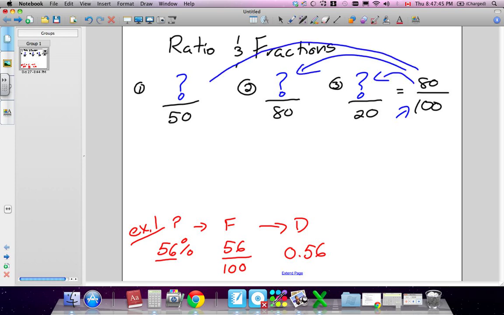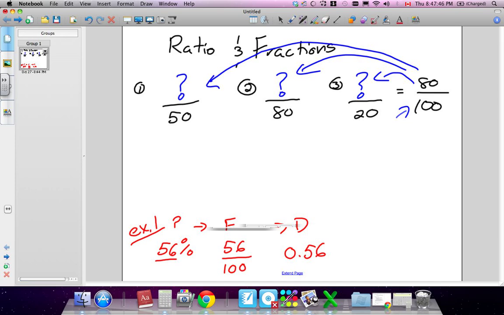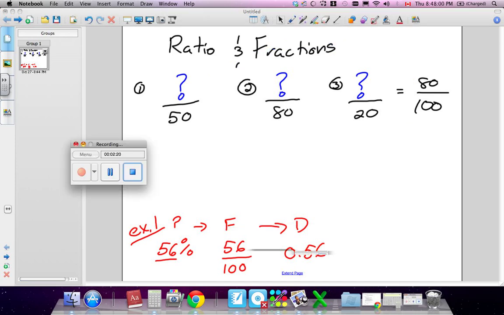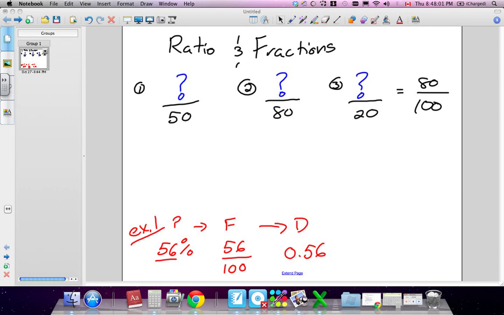Do you know how to do that? All right, so let's talk about equivalent ratios. Let's start out with test 1. We have 80 over 100, which we know is going to be equal to something over 50. How do I change 100 into 50? What would I do?